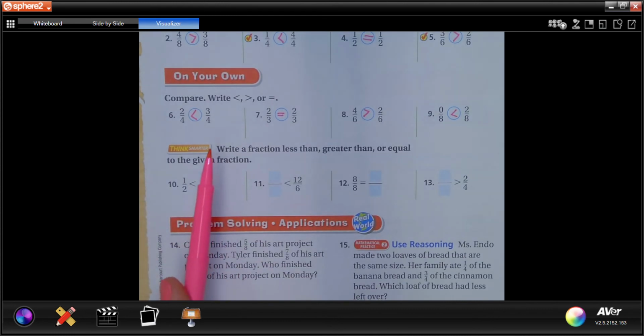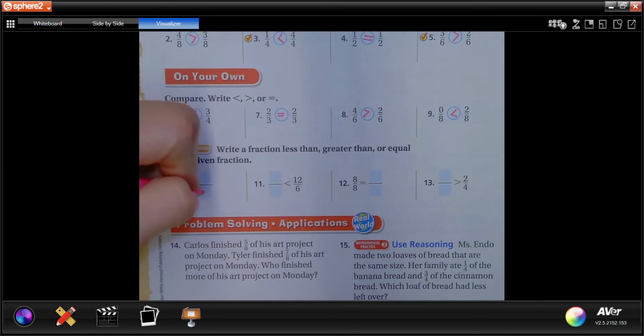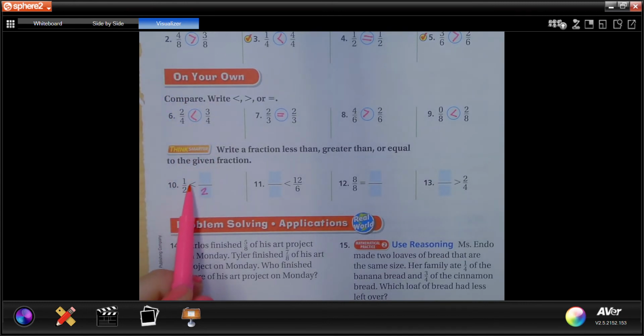We're going to write a fraction less than, greater than, or equal to the given fraction. Okay, we have 1/2. We know our denominator needs to stay the same, so it has to be a 2, and we need a number that is greater than 1. So 3/2 is bigger than 1/2.